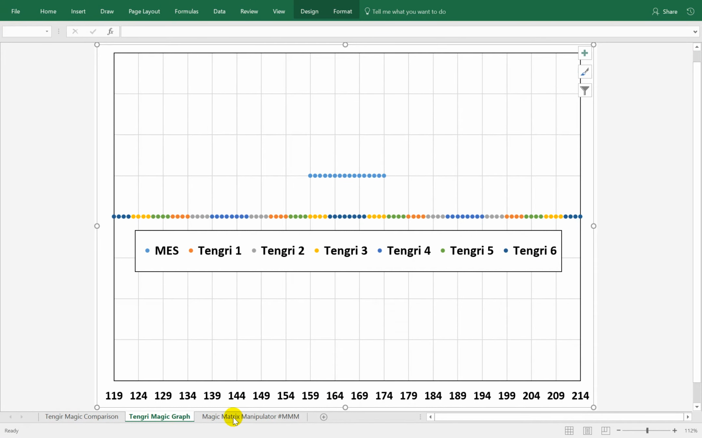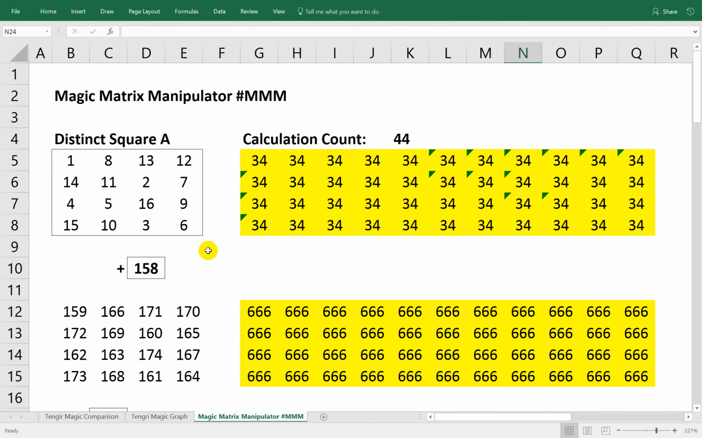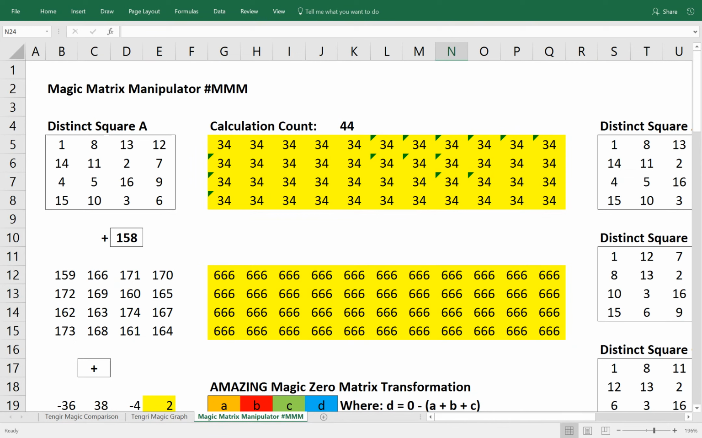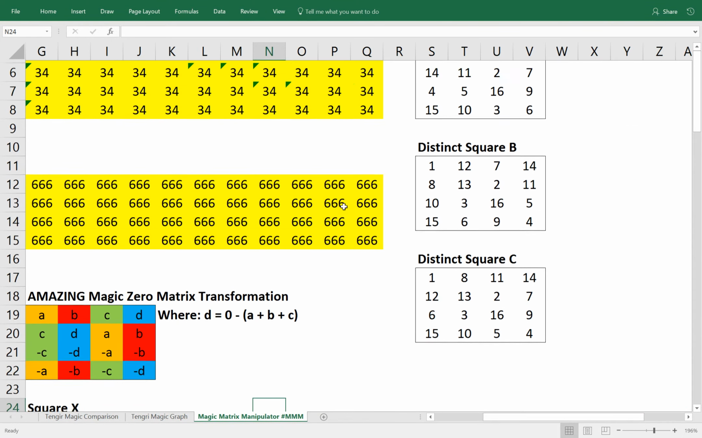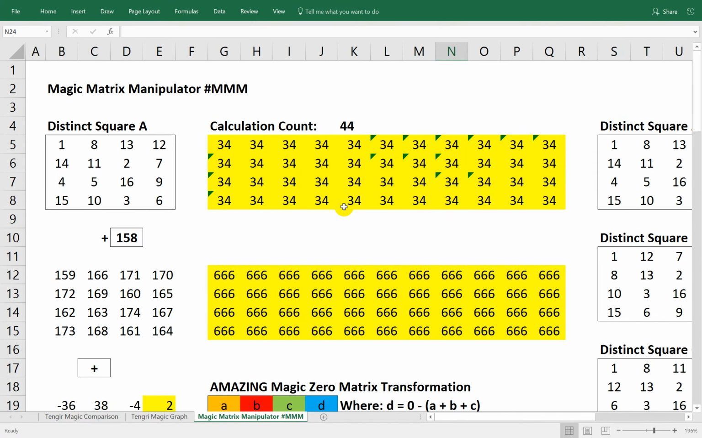Now let's go to the magic matrix manipulator that I made. So here's a cool website that I made. I mean Excel sheet, not website. If you go here, notice what we have. Here is distinct square A, and I have all these 3 distinct squares across there. And now here's the calculation count, just to show you I have 44 of these.